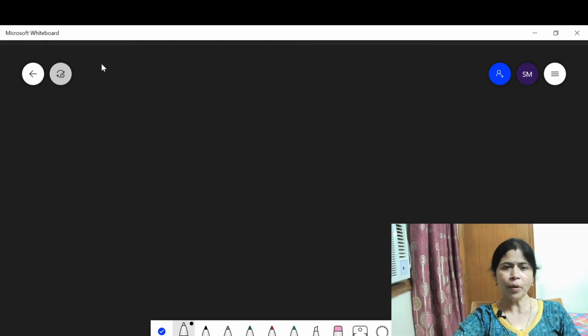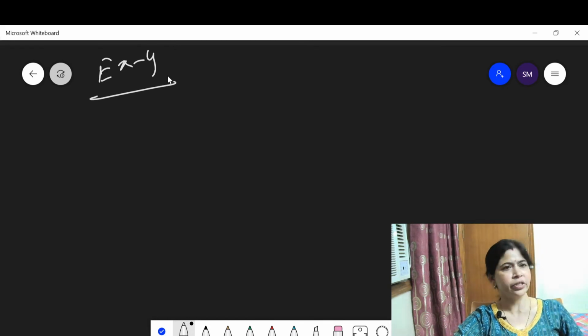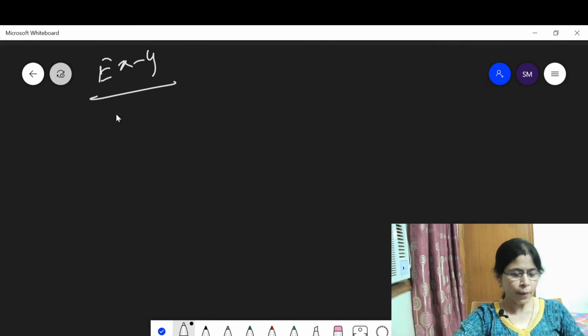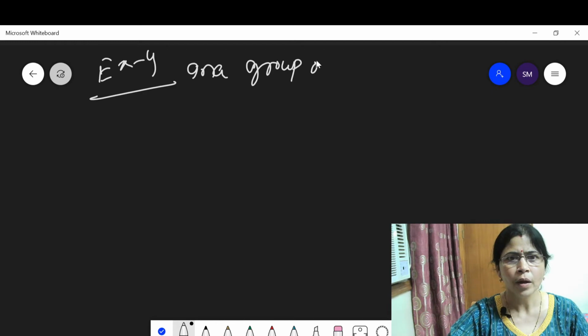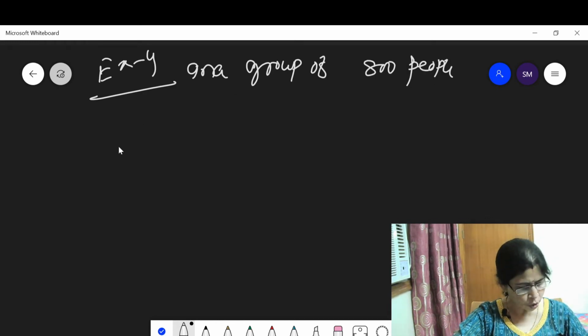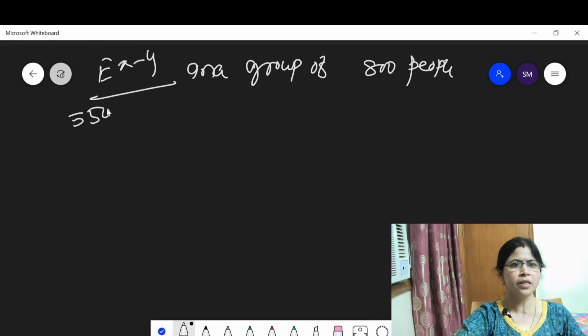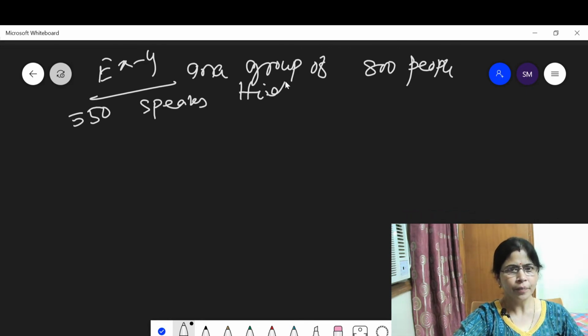Then exercise, example 4. Now let us discuss example 4. Here students, please note down the question. Example 4 says that in a group of 800 people, this is a group given here where there are 800 people. Among them 550 speak Hindi.